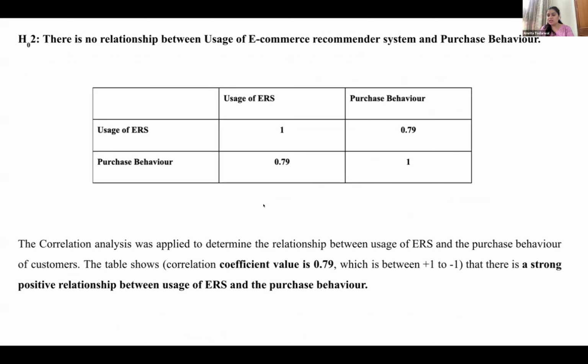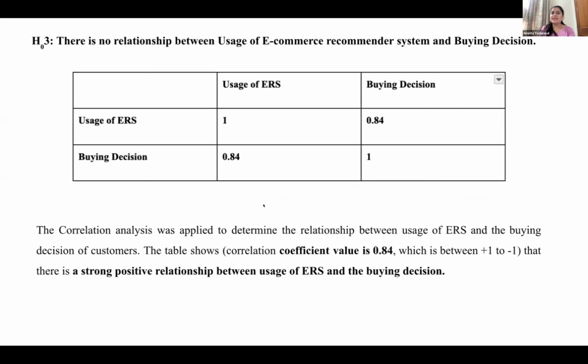To find out that relationship, I used correlation analysis, and the correlation coefficient value was 0.79, which, on a scale between +1 and -1, shows a strong positive relationship between usage of ERS and purchase behavior. Again, the third hypothesis says that there is no relationship between usage of e-commerce recommendation system and buying decision. The correlation coefficient value is 0.84, which again proves that there is a strong positive relationship between usage of ERS and the buying decision.